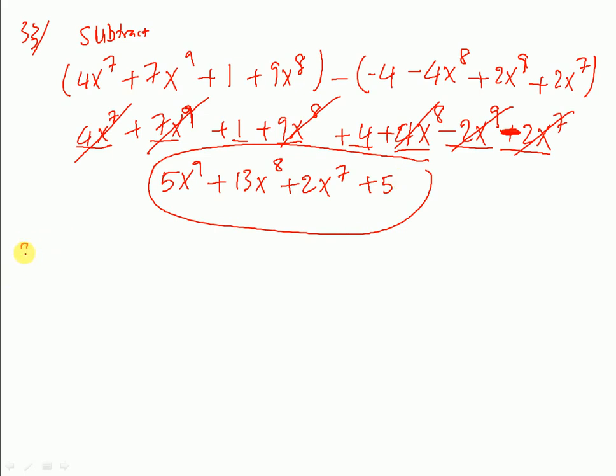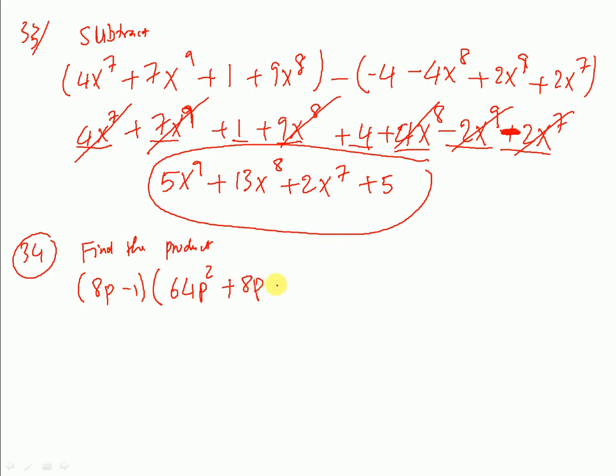Okay. The next question is they want to find the product between 8p minus 1 and 64p squared plus 8p plus 1. Now find the product, that means find the multiplication of these two factors. Now the first one, do the distribution rule to each of the terms here. So 8p, 8 times 64, if you use a calculator for that, 8 times 64, that gives me 512.